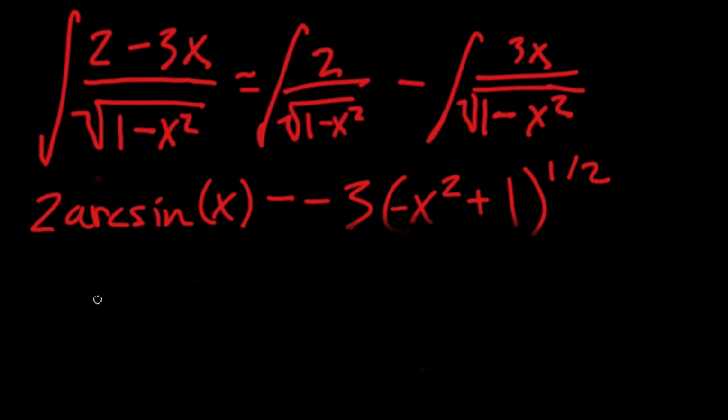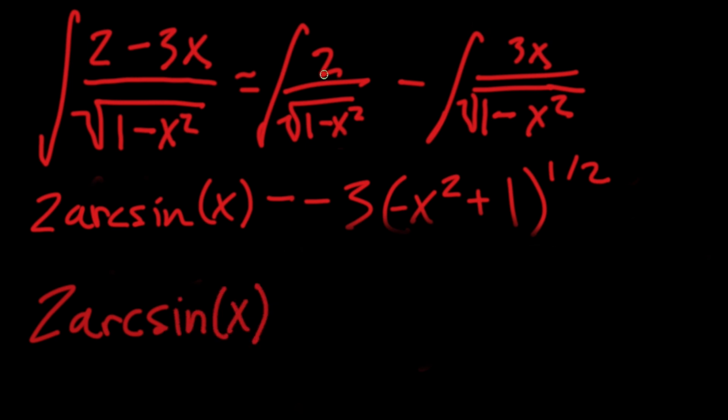Okay? Our final integral is 2 arcsine of x, that's the first integral, minus negative, so it's just going to be a plus 3 square root of 1 minus x squared, right? This is the same thing. I just used the 1/2 power. I wrote it as a square root, and I rearranged this negative x squared plus 1 as 1 minus x squared, right? And that's our final integral, and this problem has been solved.